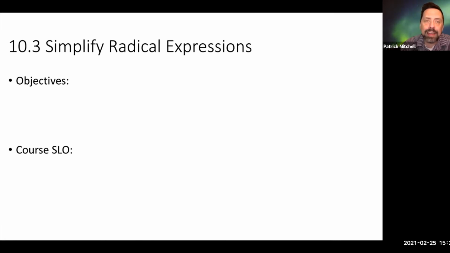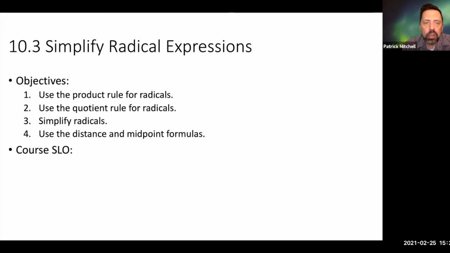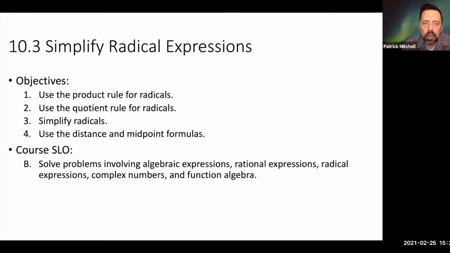Today we're looking at Section 10.3, Simplifying Radical Expressions. In this section, we'll use the product rule for radicals, the quotient rule for radicals, we'll simplify radicals, and then we'll look at the distance and midpoint formulas. And we're still working on SLOB.